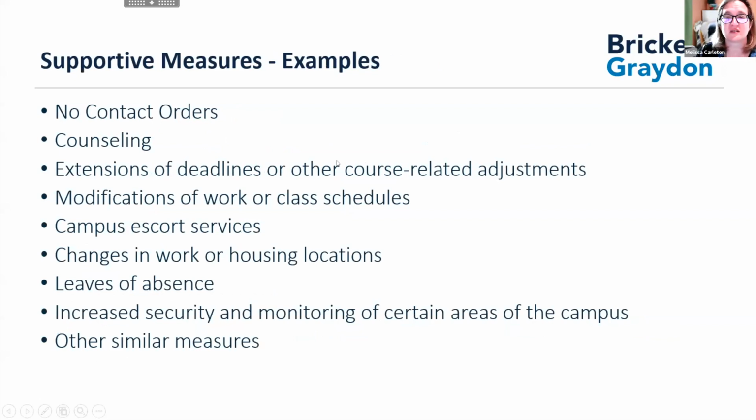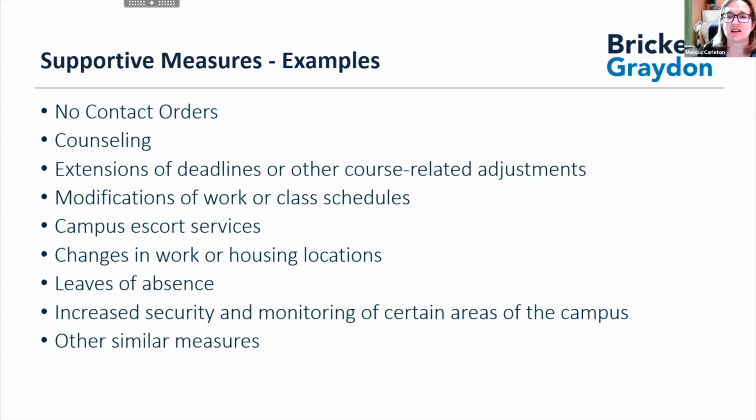What are some examples of supportive measures? These are pretty standard ones. No contact orders: don't talk to each other, move apart if you find yourself in the same place. It's the same thing I do with my kids when they're upset about something. I'll say, hey, okay, let's take some steps back. Let's get some space here so that everybody can breathe and figure out what to do next.